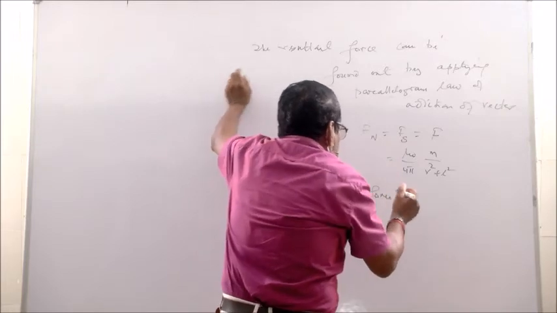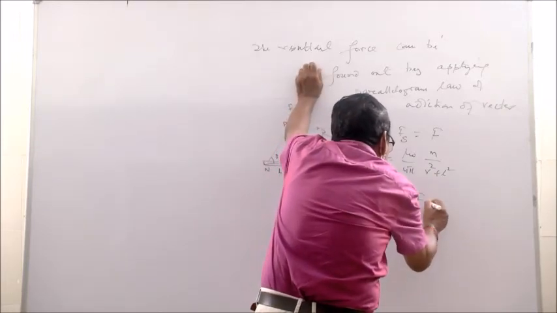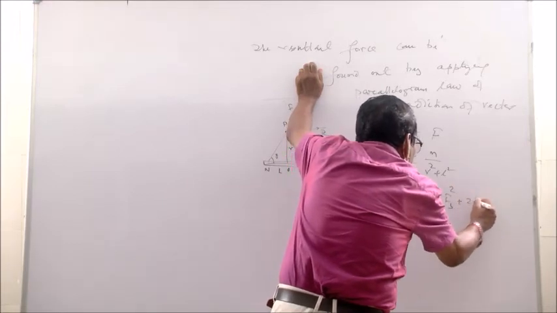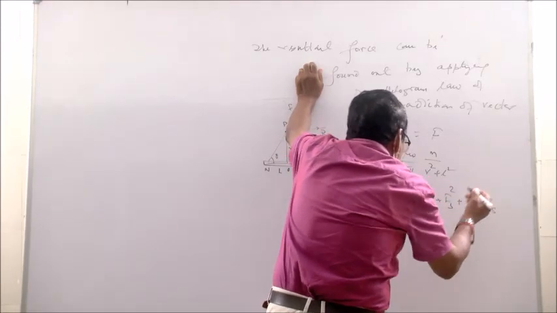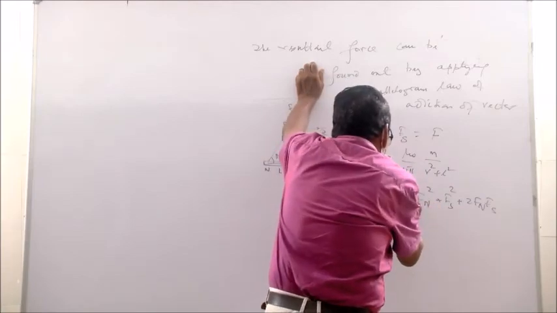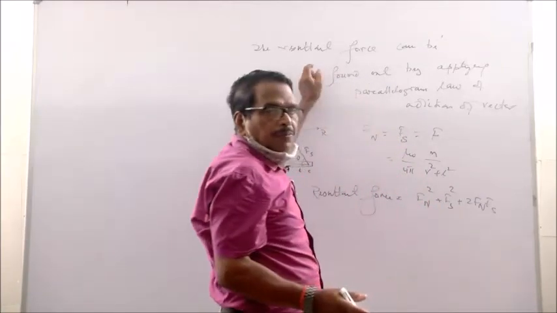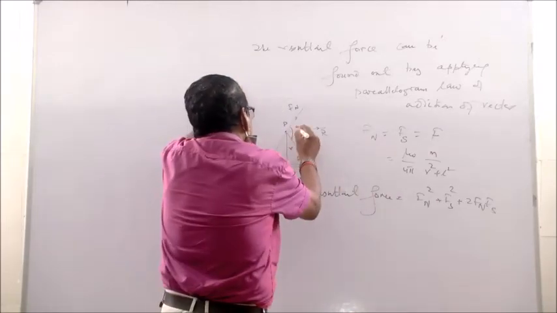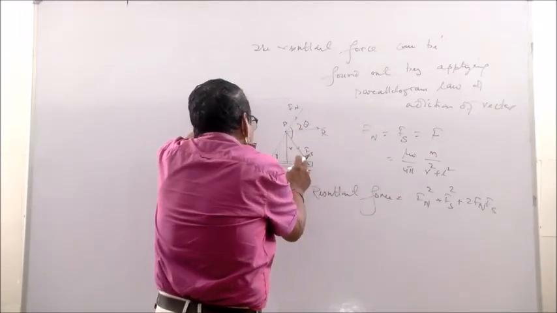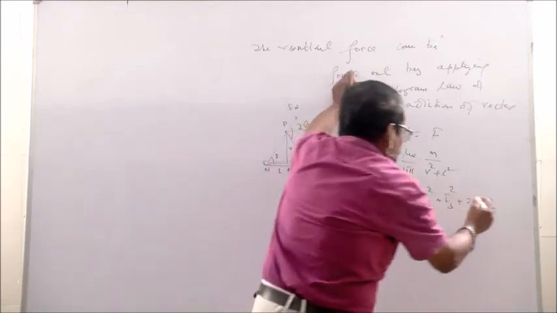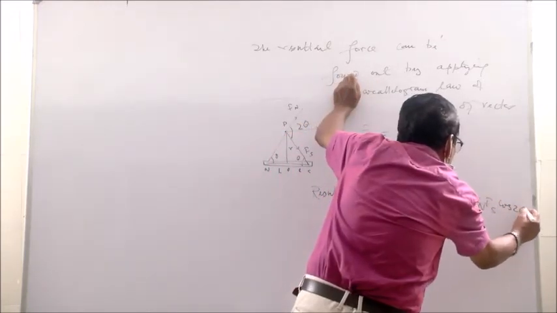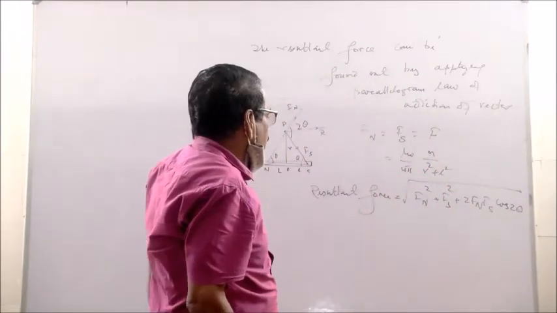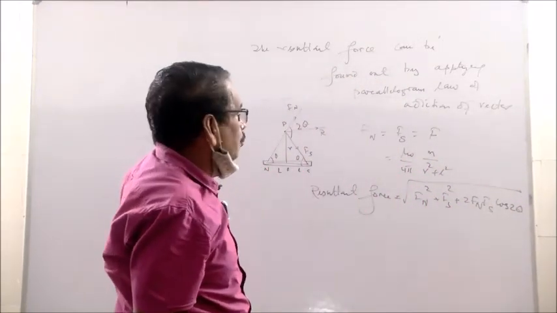The formula, according to the parallelogram law, is Fn square plus Fs square plus 2Fn Fs cos theta. This you have read in the first year scalar vector chapter: resultant R is root over P square plus Q square plus 2PQ cos theta. Two forces are there, so the angle is 2 theta. This is theta, this is theta, so this will be 2 theta. So the resultant force is root over Fn square plus Fs square plus 2Fn Fs cos 2 theta.